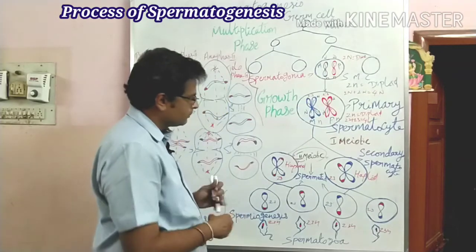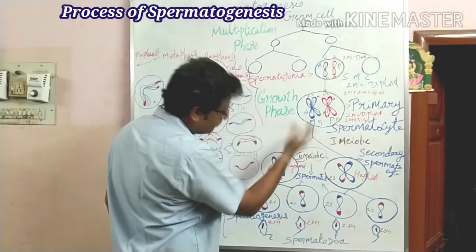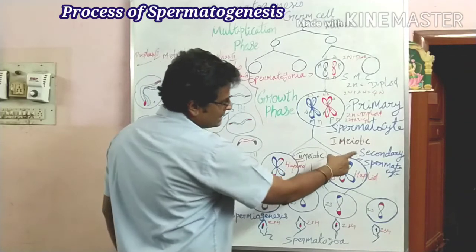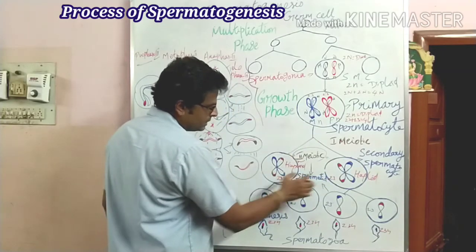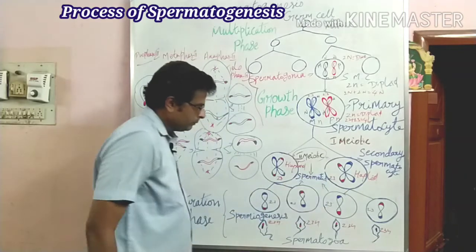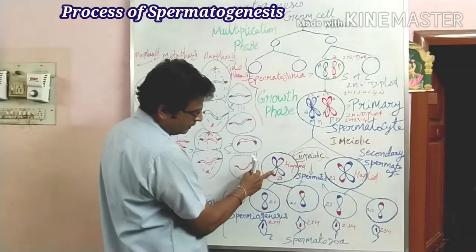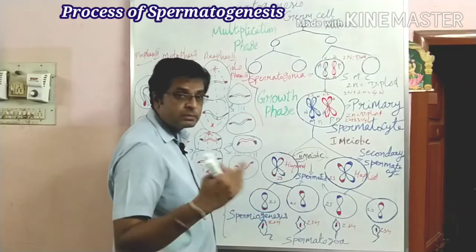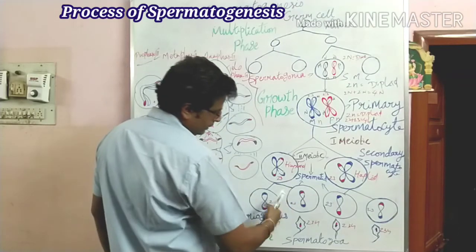Next, the primary spermatocyte enters the first meiotic division to produce two cells called secondary spermatocytes. By reduction division these two cells are haploid. Next, the secondary spermatocyte enters the second meiotic division, and each cell produces two cells called spermatids, which are also haploid.